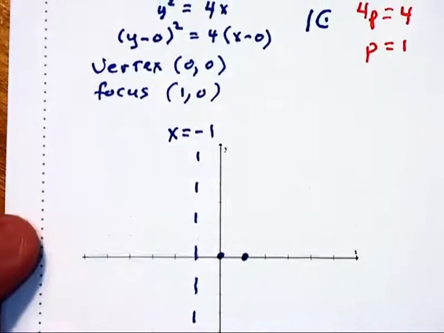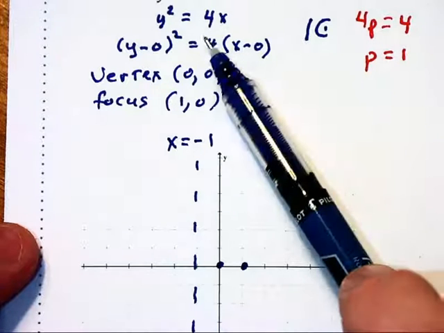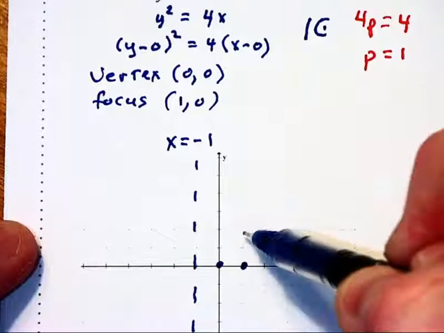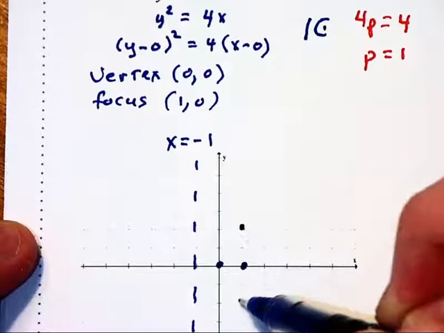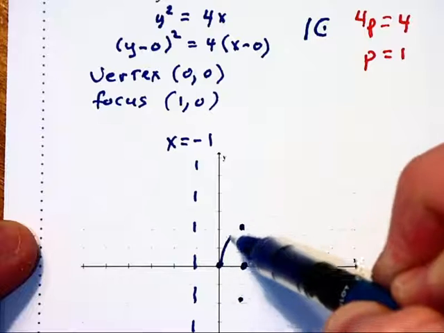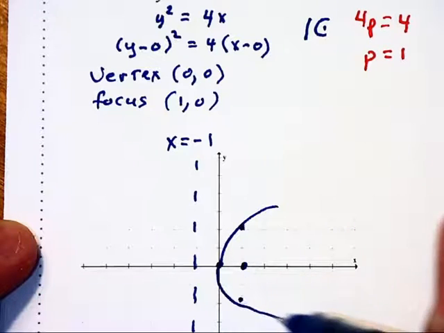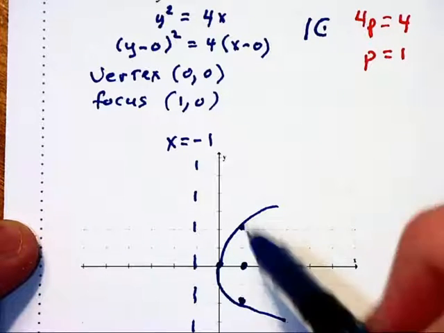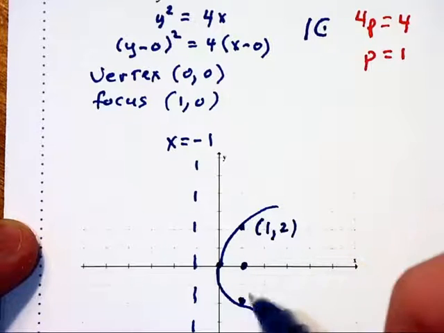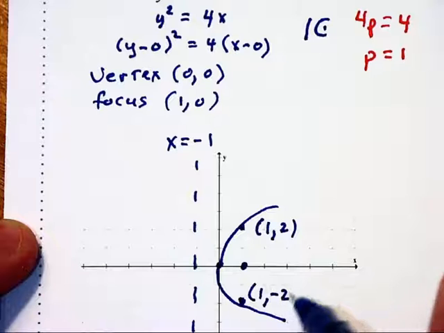Now, the latus rectum is going to be 4 units long because that is in the 4p position, and we're going to split that 4 up into 2 units up and 2 units down from the focus so that we can draw in this curve now. Whoops, should be going through that point. The endpoints of the latus rectum are (1, 2) and (1, -2).